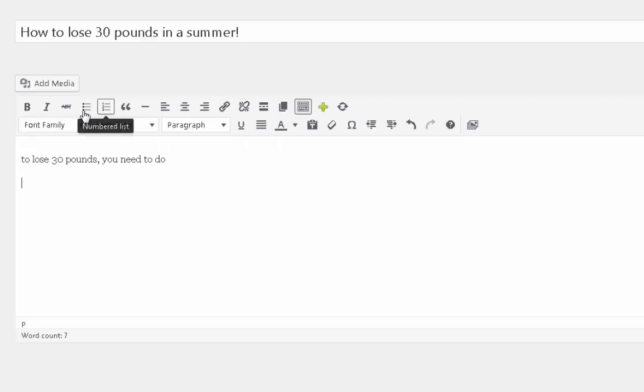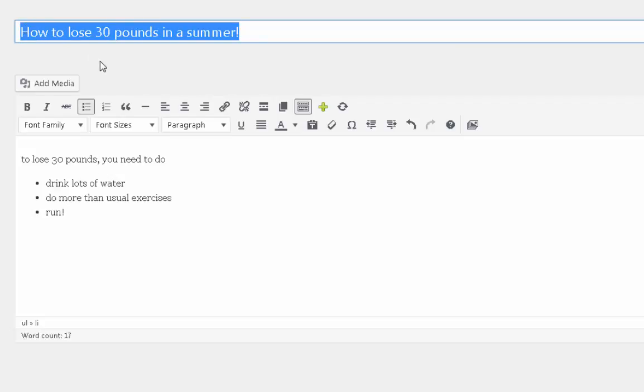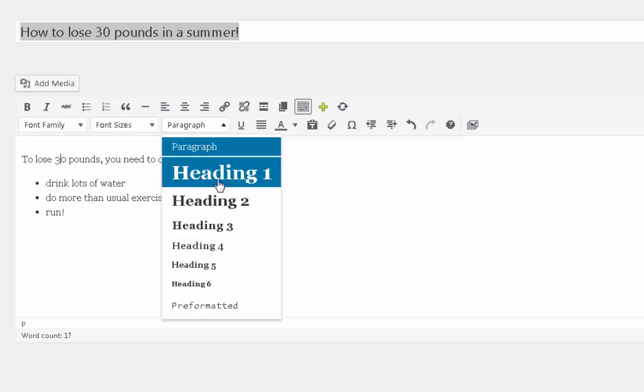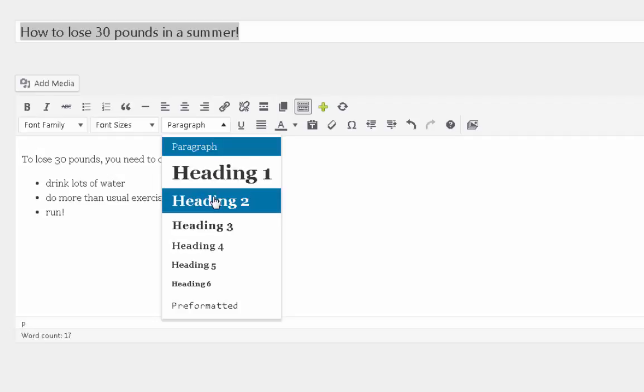You need to drink a lot of water. Do more than usual exercises, or run and stuff like that. So you're going to have all of these points and information in your article that address the main keyword, which is how to lose 30 pounds in a summer. In this article, what you need to focus on is having a good H1 title. Of course, format it well, with capital letters and good grammar, and you can have heading 1, heading 2, heading 3.